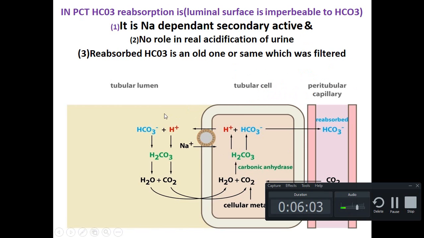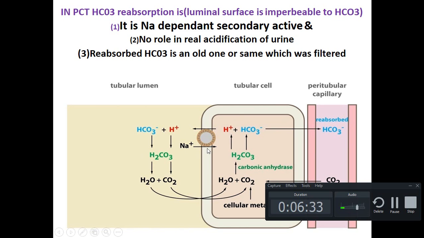In the proximal convoluted tubule, you will see that here is the tubular lumen, where the urine is coming down. Here are the tubular cells, and there is a peritubular capillary network where the final reabsorption is going to happen. These pinkish lines are the peritubular capillary network, this is your tubular cell, and this is the lumen. Now we are going to see how the bicarb is reabsorbed in the proximal convoluted tubule.